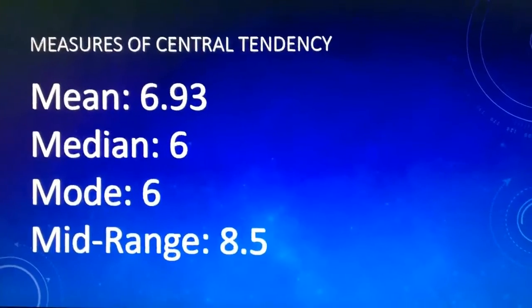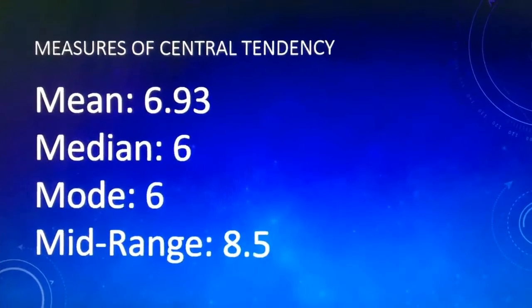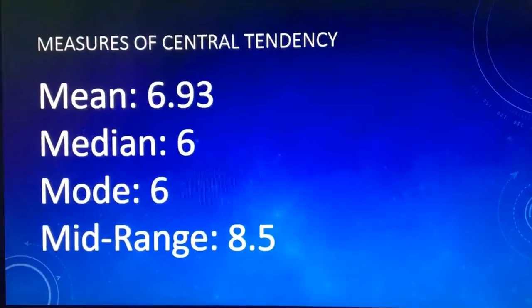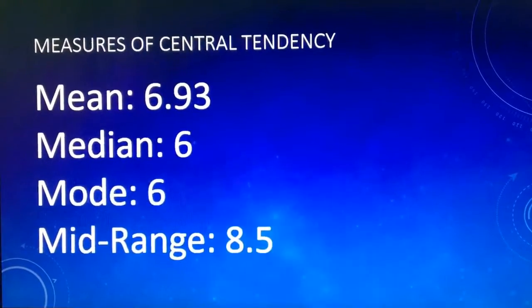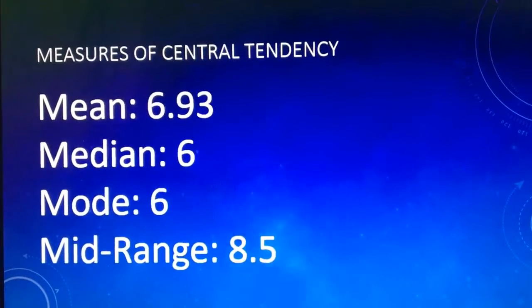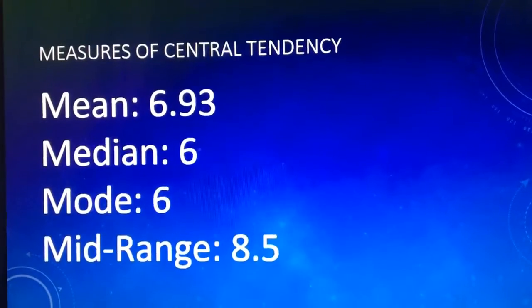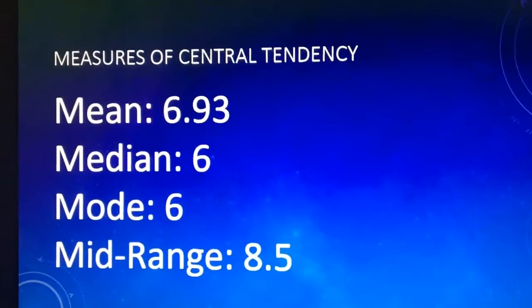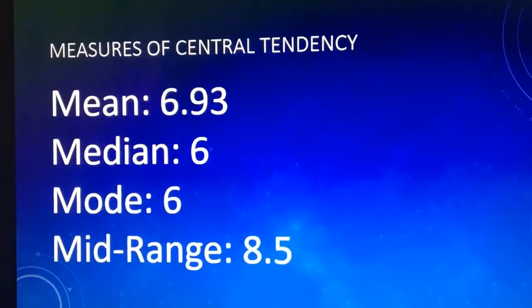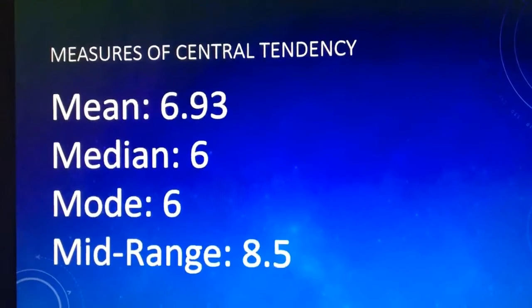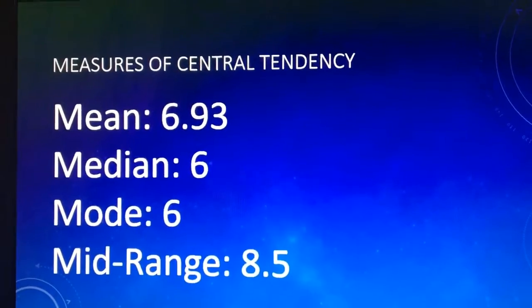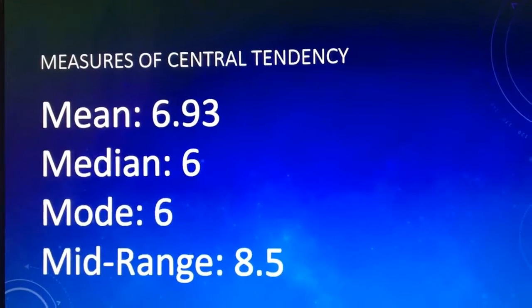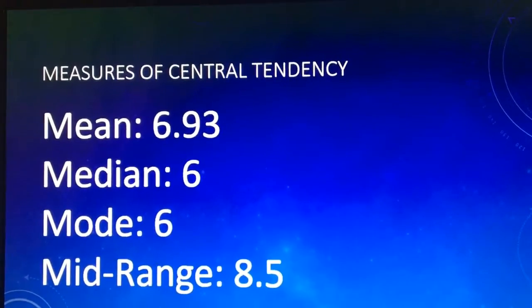From our dataset, we were able to find the measures of central tendency, and this includes the mean, median, mode, and mid-range. Mean, in other words, is the average of all the values in your dataset. The way you find this is by adding up all of the numbers and dividing by how many there are, which in our case was 100. And so we got 6.93 as our mean.